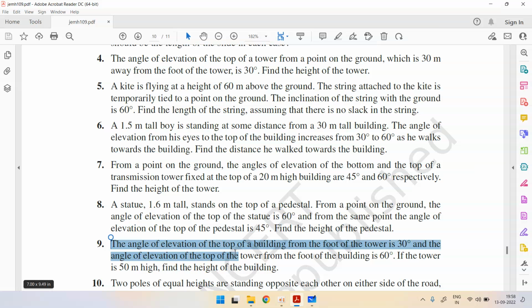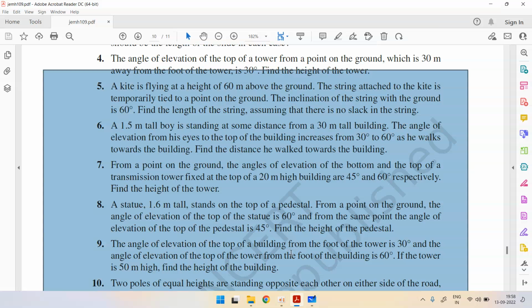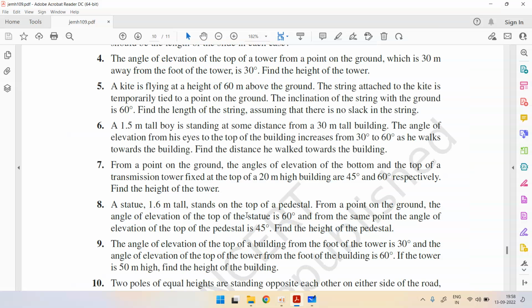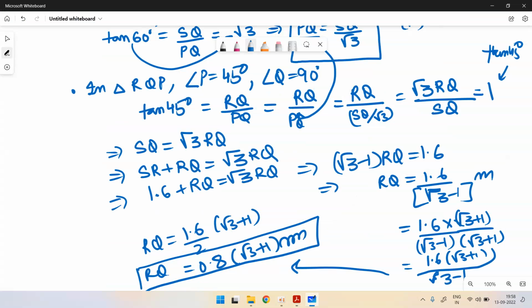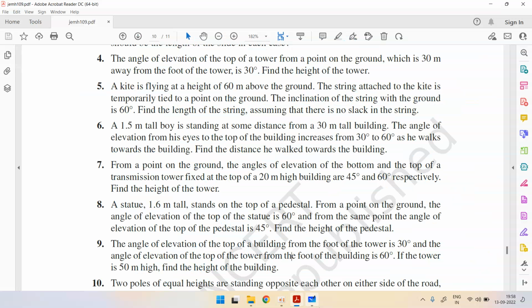The ninth question: the angle of elevation to the top of the building from the foot of a tower is 30 degrees, and the angle of elevation to the top of the tower from the foot of the building is 60 degrees. If the tower is 50 meters high, find the height of the building. Okay, so this is question number 9.